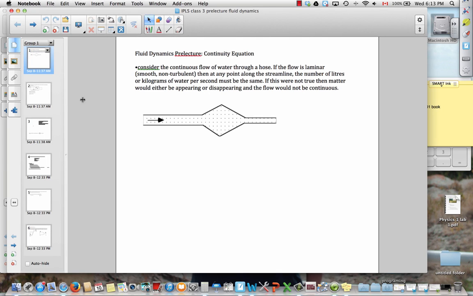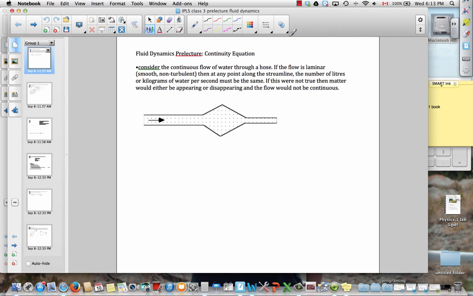Well, now let's study fluids in motion, having looked at static or non-moving fluids. We'll begin our study of fluid dynamics with the first principle known as the continuity equation.